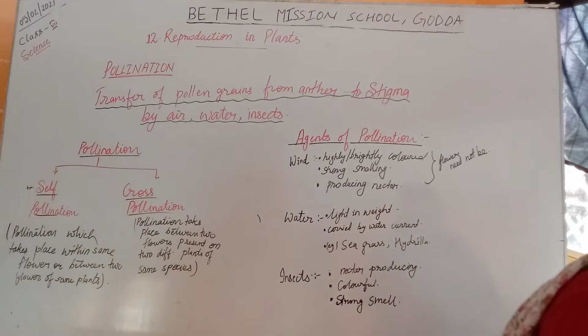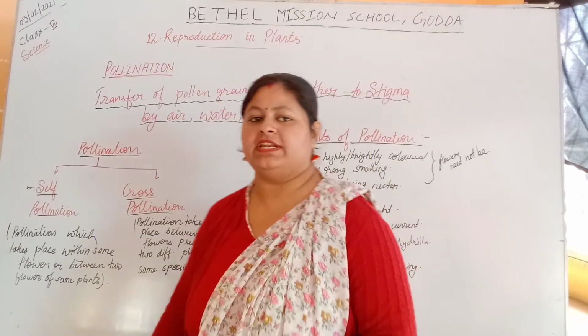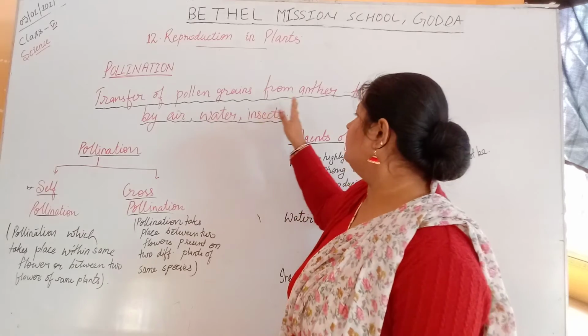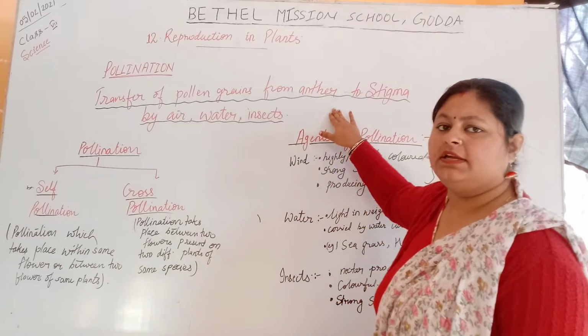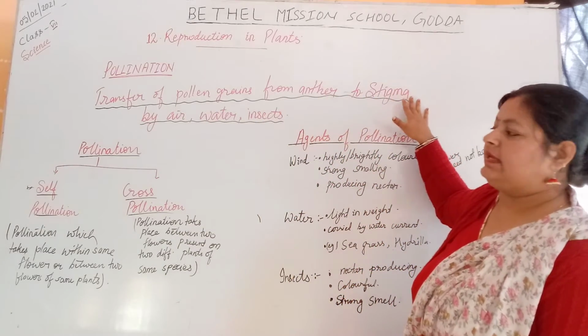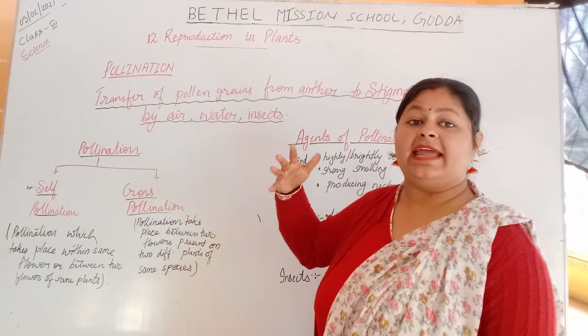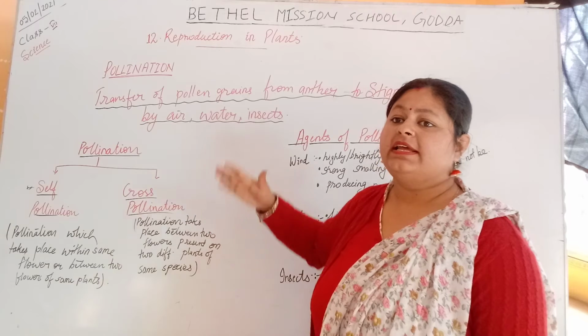So the next topic is pollination. What is pollination? Pollination is the transfer of pollen grain from the anther of the stamen to the stigma of the pistil by air, water, insects, or by human activities as well. This is known as pollination.